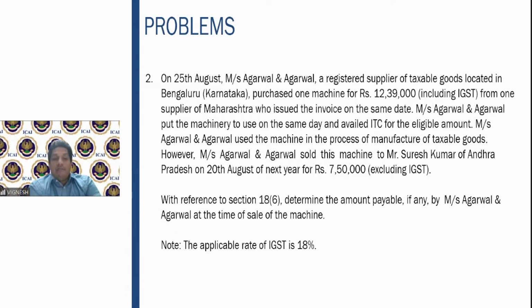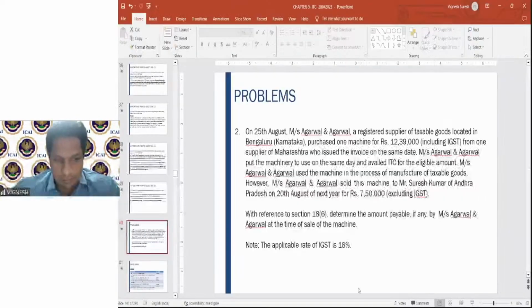This is your claiming of ITC on a capital good and then supplying it to others. Can you work out this one? Please try to answer this question. Simple question, not very complicated.